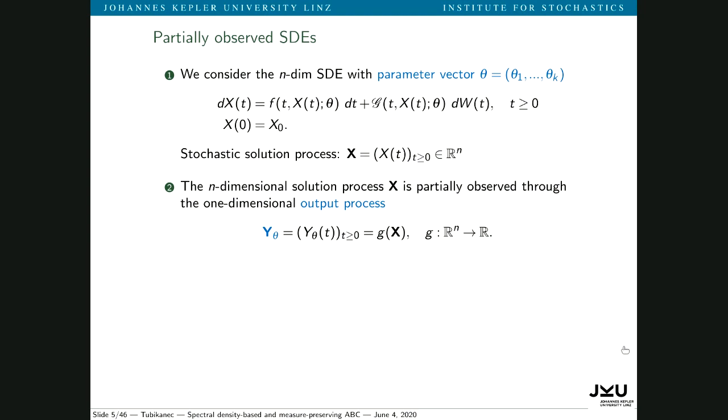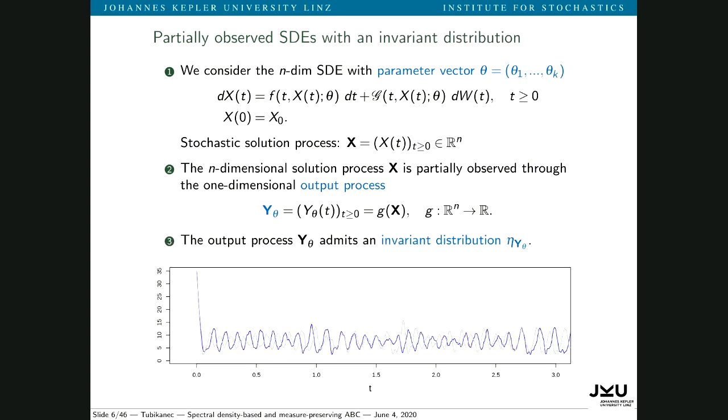Okay, and in addition, we assume that this output process admits an invariant distribution. Basically, it means no matter where the process starts, it will converge to some invariant regime, to some stationary limiting behavior as it is illustrated on this figure. And usually the output process will inherit this property by means of the marginal distributions of the process X.